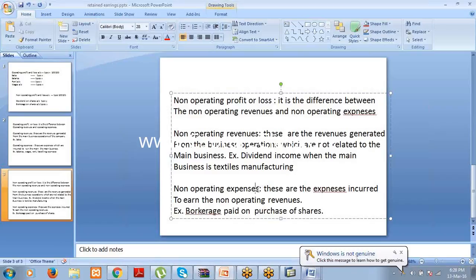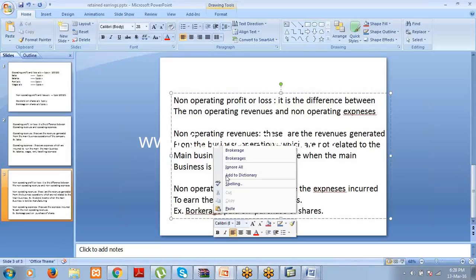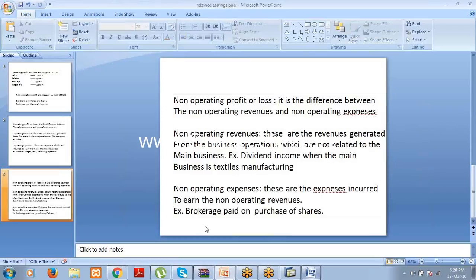Now, non-operating expenses. These are the expenses incurred to earn the non-operating revenues. For example, brokerage paid on shares. Because you cannot purchase the shares directly.